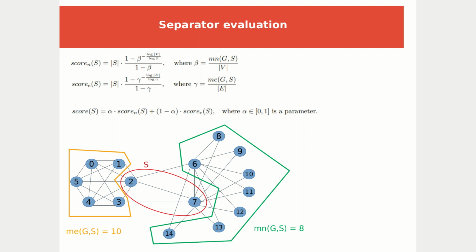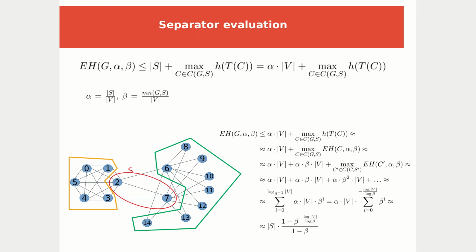The main difficulty usually is to keep track of values mn and me during different algorithms to be able to evaluate all considered separators. Why does the formula look like this? This is just the approximated height of the treedepth decomposition, assuming that in each recursive call for all connected components after removing separators, the values alpha and beta defined here will not change. If they will not change, then the expected height of the treedepth decomposition can be estimated to be just this value.